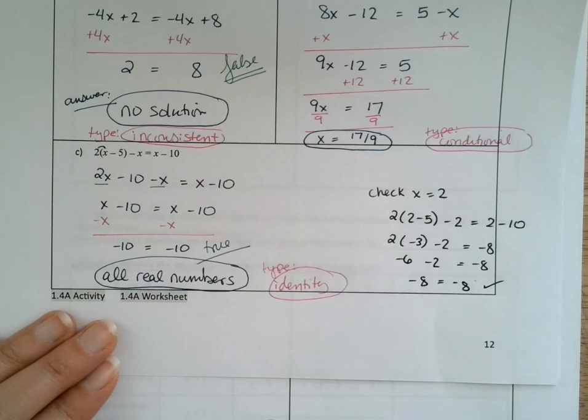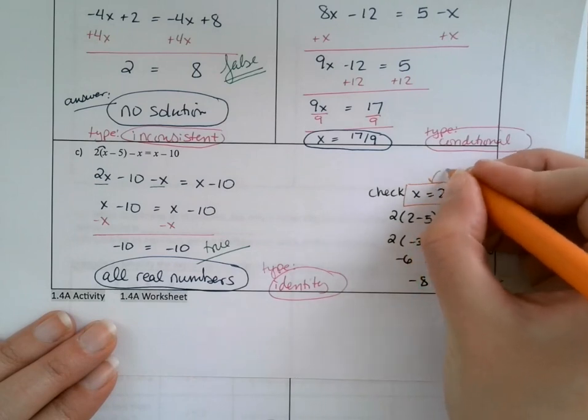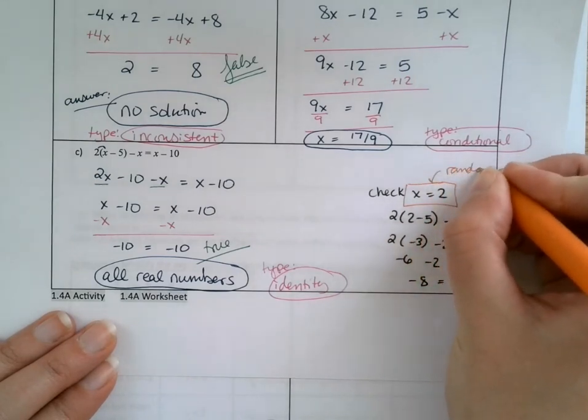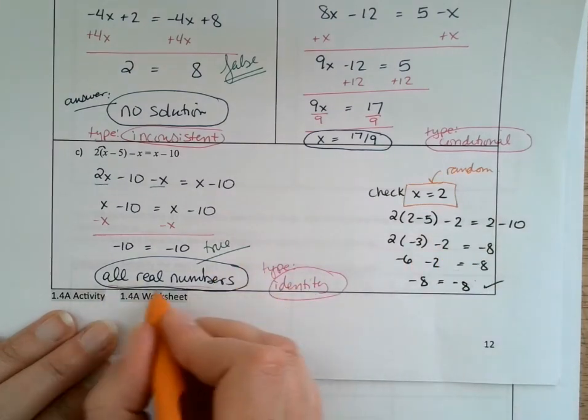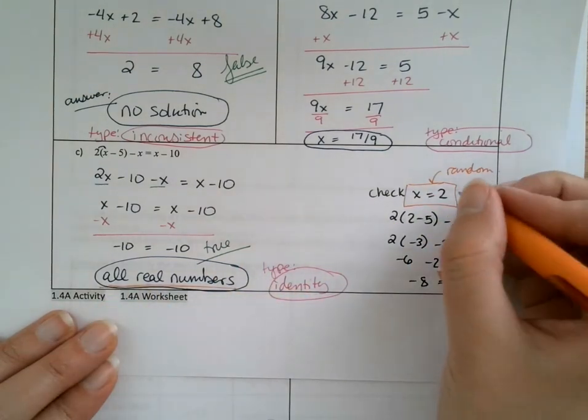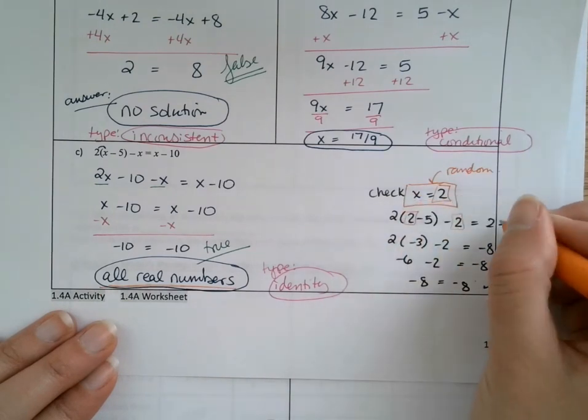So it does check. On your own, if you're interested, you could check this for absolutely any number. This was random. I just happened to pick a number, like 2, and it works. This is true for all real numbers, meaning that absolutely every number that you picked right here and plugged in for x is going to give you true. Kind of neat.